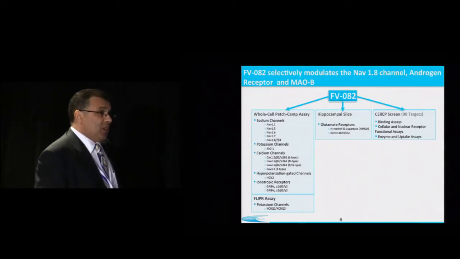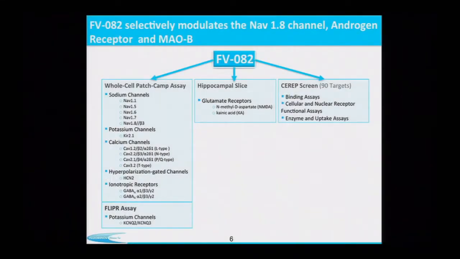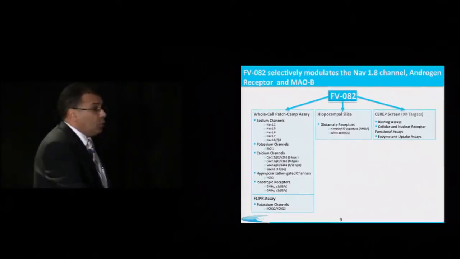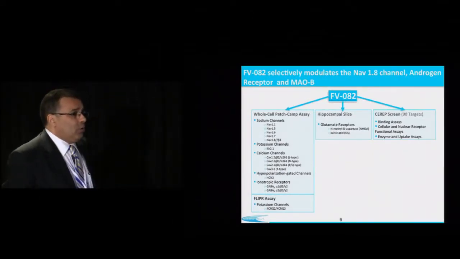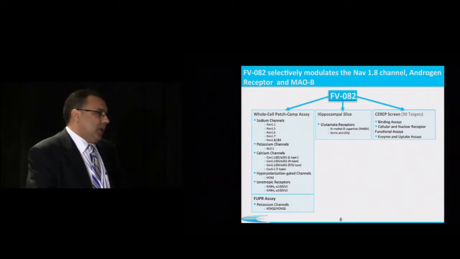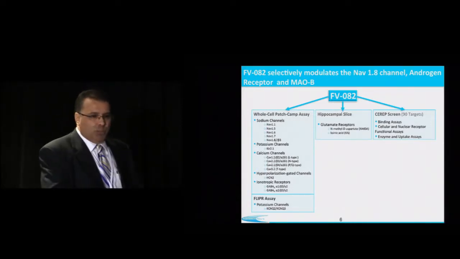Of course, the mechanism of action. We were blind when we started this program, and we didn't have a clue about the mechanism of action. So we selected 082 and other molecules, and we broad profiled the drug against over 120 targets, including the bulk of the ion channels which would have activity in epilepsy and pain.